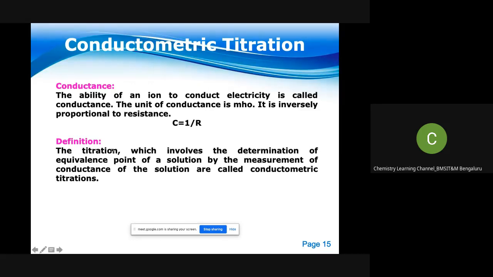So how to define it? This is the titration which involves the determination of the equivalence point of the solution by the measurement of conductance of the solution. So how are we going to determine the equivalence point? By measuring the conductance of the solution. This is called conductometric titration.